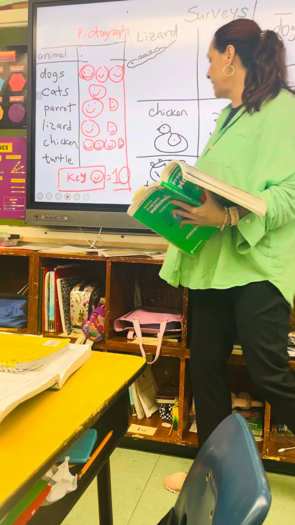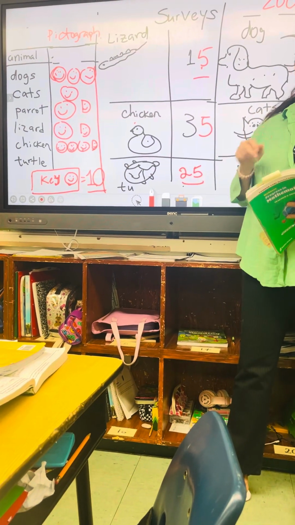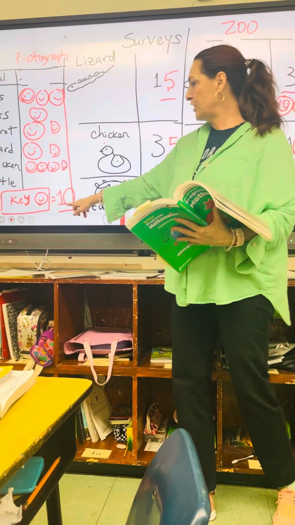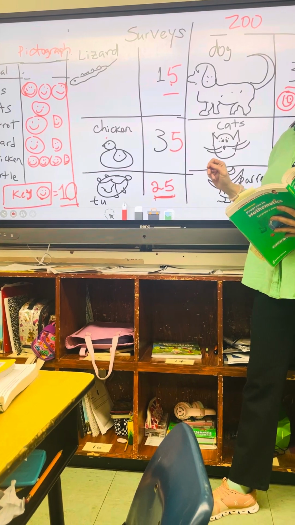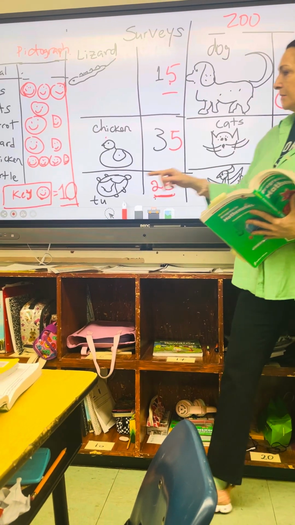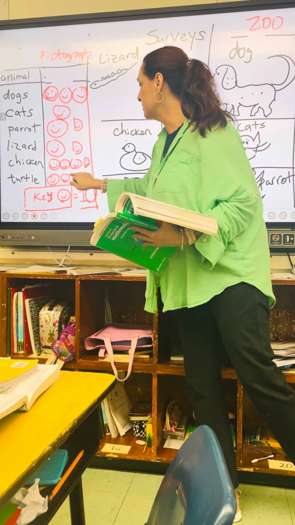And turtles, how many do I have? 25. So can you tell me how many smileys I need for the turtles? If a key says 10, each smiley is equal to 10. So I have 25 turtles. You put 2, and then you put half for the 5. Very good. Give yourself a clap, please.